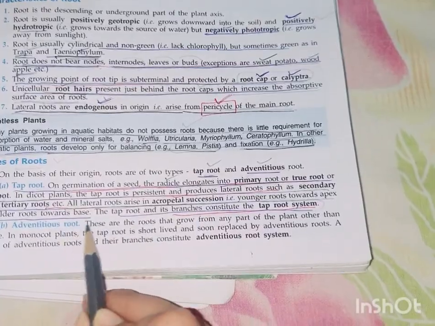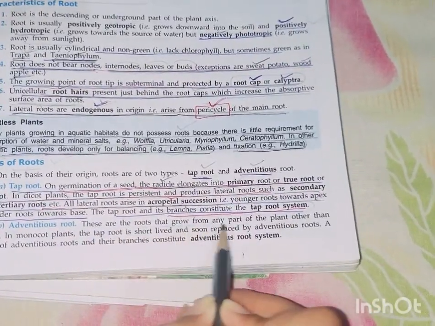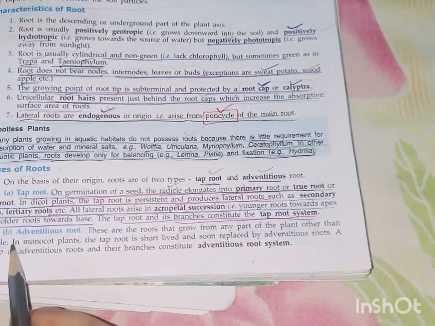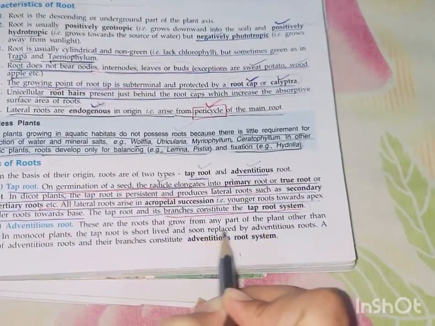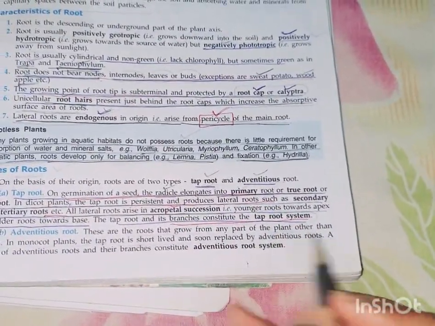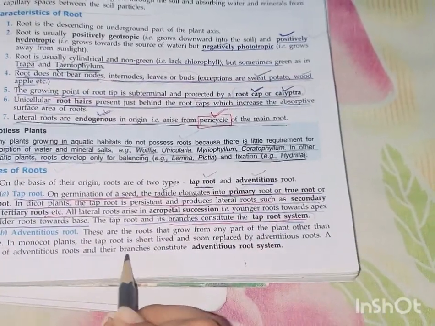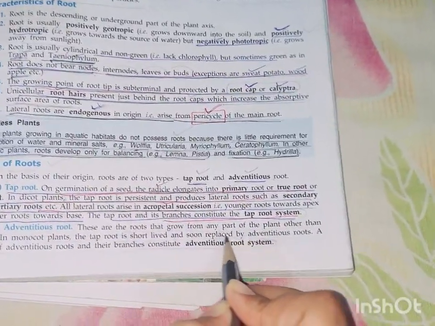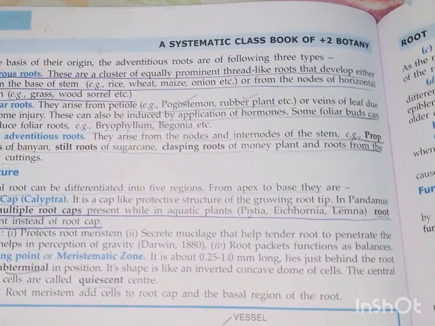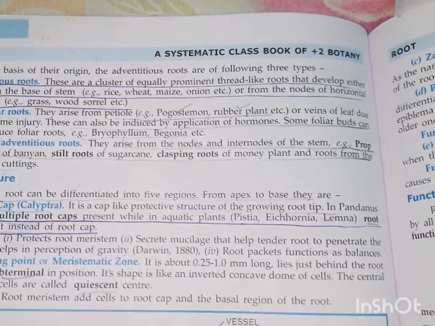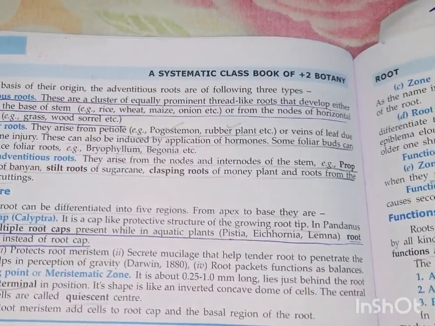Then adventitious roots, these are roots that grow from any part of the plant other than the radicle. In monocot, the tap root is short-lived and replaced by adventitious roots. A group of adventitious roots and their branches constitute the adventitious root system. Then on the basis of origin, adventitious roots are of the following three types.